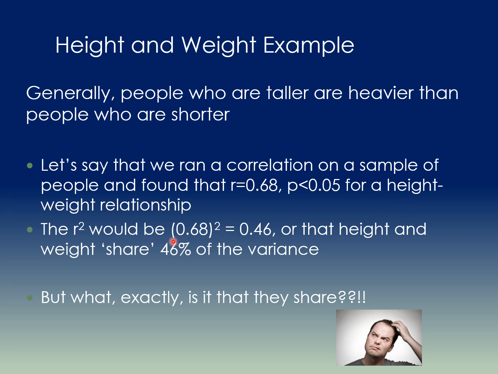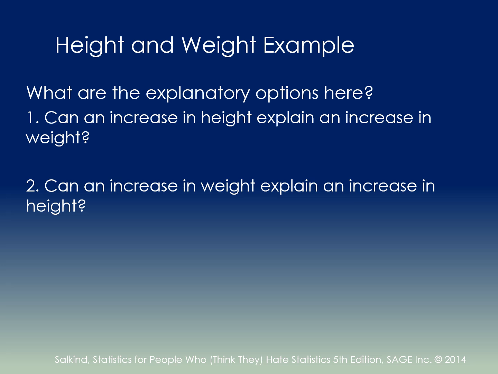Okay, the R squared value would be 0.46, or that height and weight share about 46% of the variance. And again, we get to the question then, but what is it exactly that they share? And so we have a couple of explanatory options here. For example, can an increase in height explain an increase in weight? Or conversely, can an increase in weight explain an increase in height? Well, the second one is probably less likely than the first. So let's take a look at the top one as a possible explanatory option for this concept of shared variance.